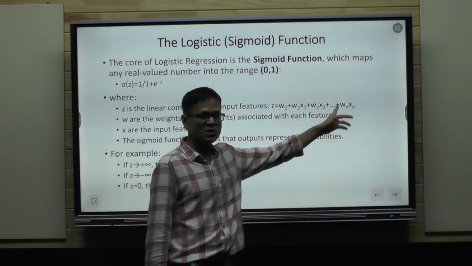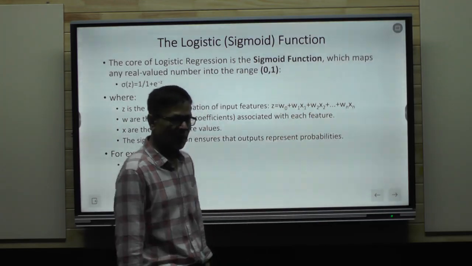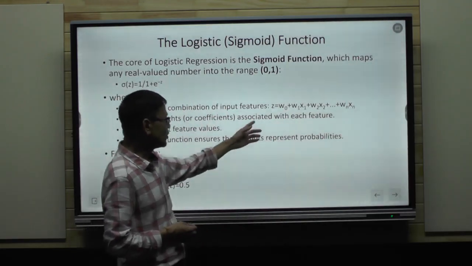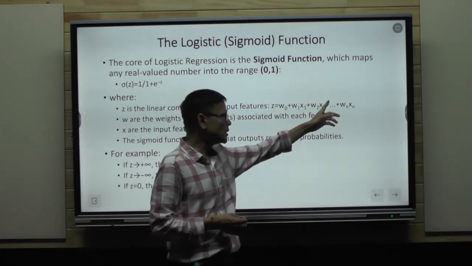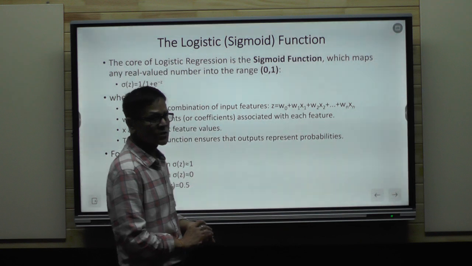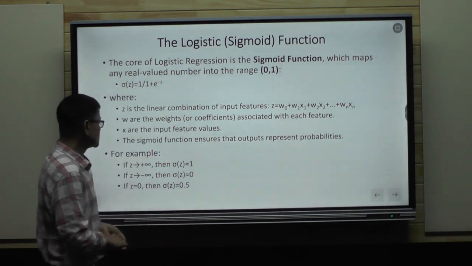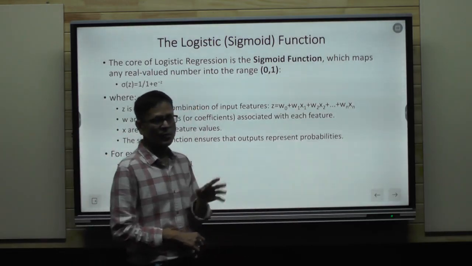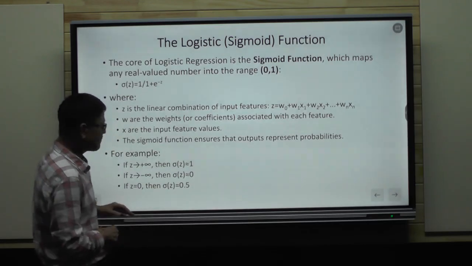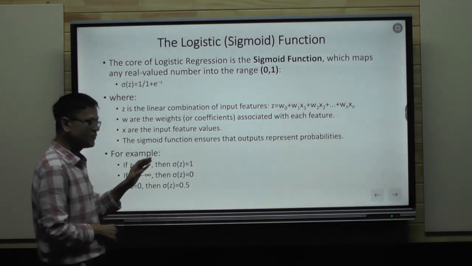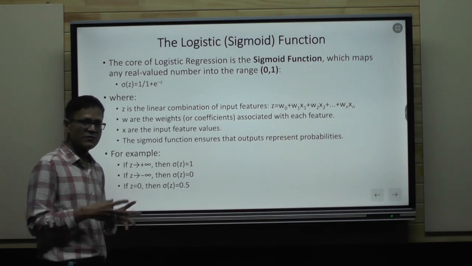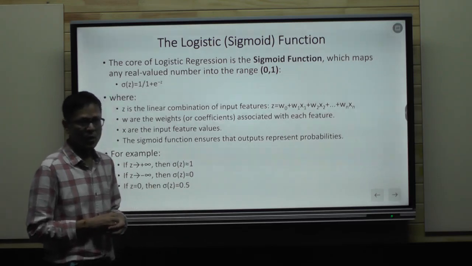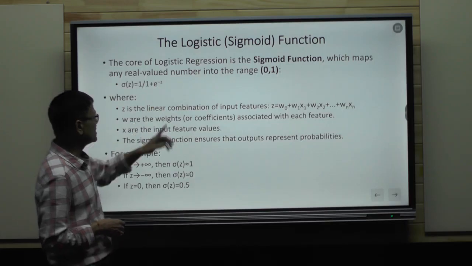Basically, this is the equation of a line or a plane, a hyperplane, where x1, x2, ..., xn are the features, and w0, w1, w2, ..., wn are the weights or coefficients associated with those features. The sigmoid function ensures that the output represents probabilities. For example, if z tends to infinity, that is, z evaluates to a very large number, then rho of z will reach 1, because of the minus power in this expression.